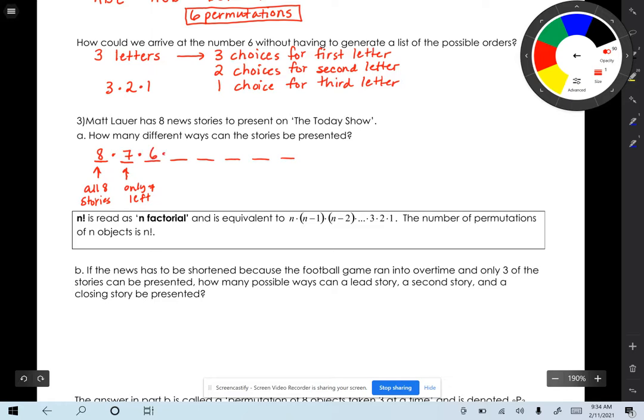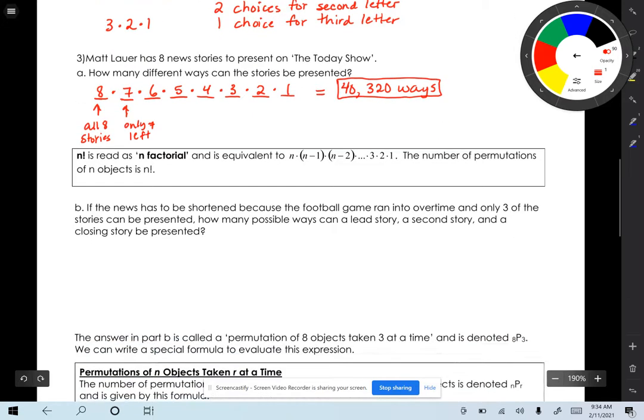Times 6, times 5, times 4, times 3, times 2, times 1. Multiply all those together in a calculator and you get 40,320 ways. Please don't add them. That leads us, number 3 leads us to what is called factorial.